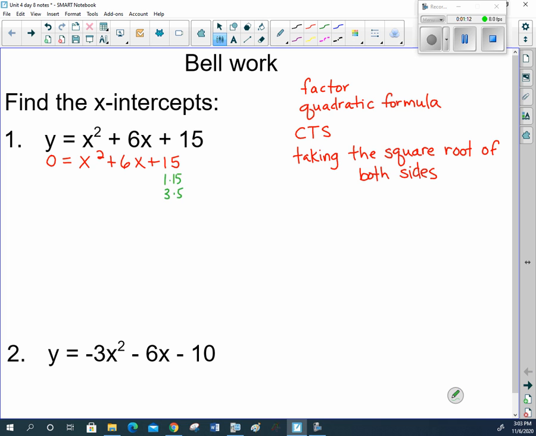So now I'm back to choosing quadratic formula or completing the square. Most of you will probably choose quadratic formula, and that usually is my favorite. But I'm going to do completing the square just so we can practice it in case you've forgotten how to do that technique. So in completing the square, the first thing I want to do is separate my variables from the constant. So I'm going to move the 15 to the other side.